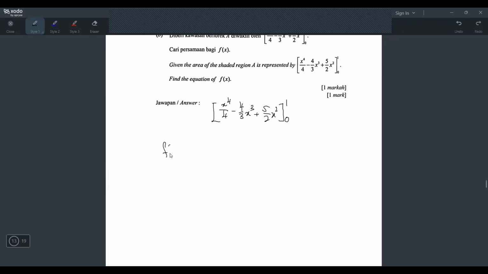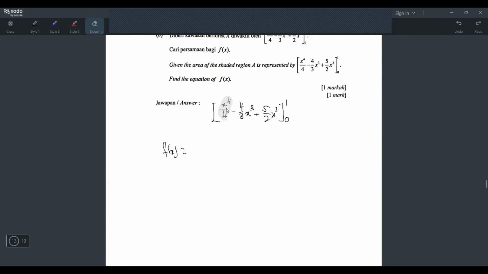Well, it's pretty easy. You just differentiate this. Because when you differentiate this, you will get the equation, right? Because this one is after integrating. After you integrate, you will end up like this. So if you want to get the step before this, you differentiate this. How do you differentiate? Take the power times the number in front and then power minus 1.